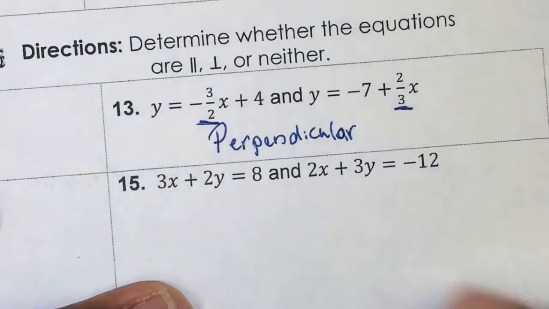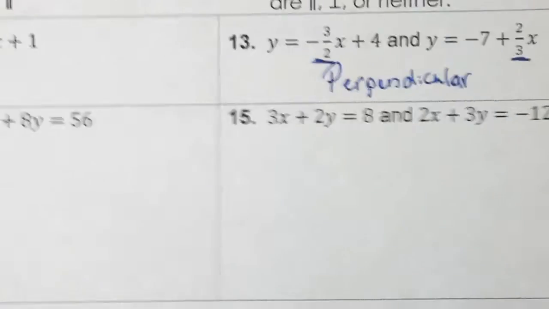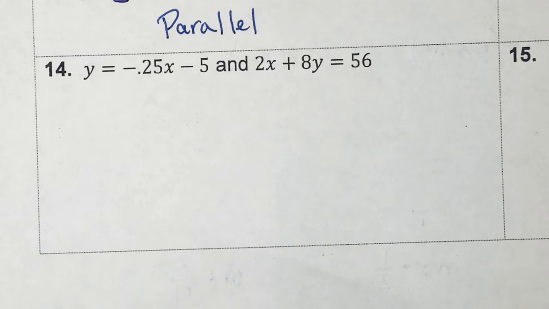So those are easy. We probably won't ask you that on the test. On the test, we'll ask you something like number 15 or number 14, because you got to do some work. It ain't just given to you. Number 14.